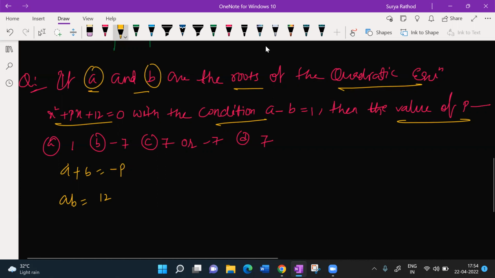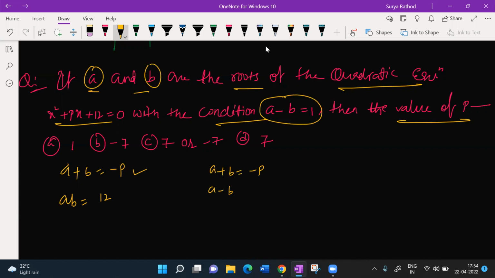So now here check. I have A plus B value as minus P. A minus B value is 1 here. Correct? So how can I solve this now? Sir, by adding. So we need to take the identity A plus B whole square is equal to A minus B whole square plus 4AB. So directly we can add.